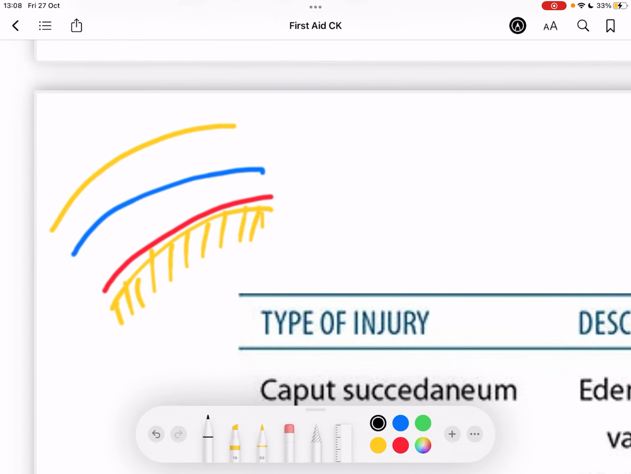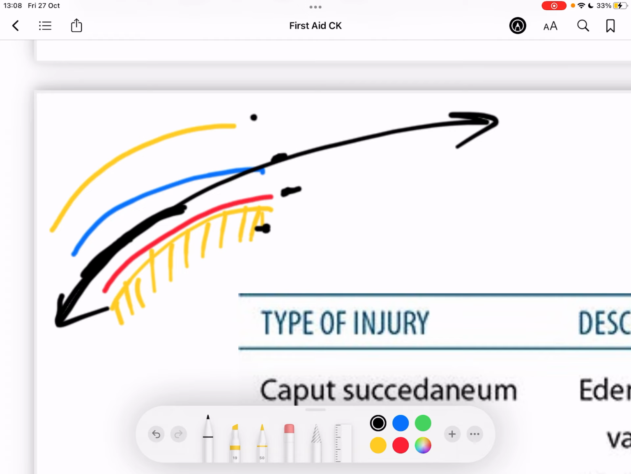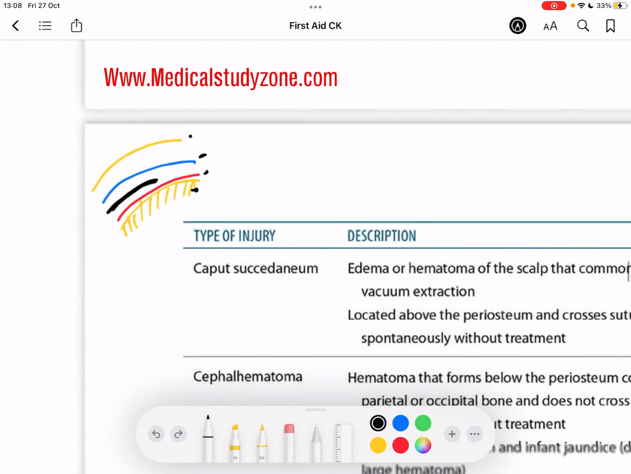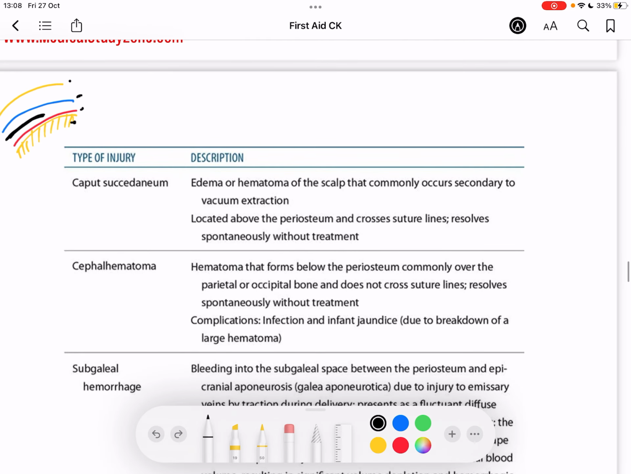Okay, so this is the bone, this is the periosteum, this is the galea aponeurosis, this is the skin. So this is happening in between the galea aponeurosis and the periosteum. And these two layers are not connected to each other. So this blood can cross suture lines. Okay, it can cross suture lines. And it's not going to be a major bleed. These are minor bleeding episodes here.